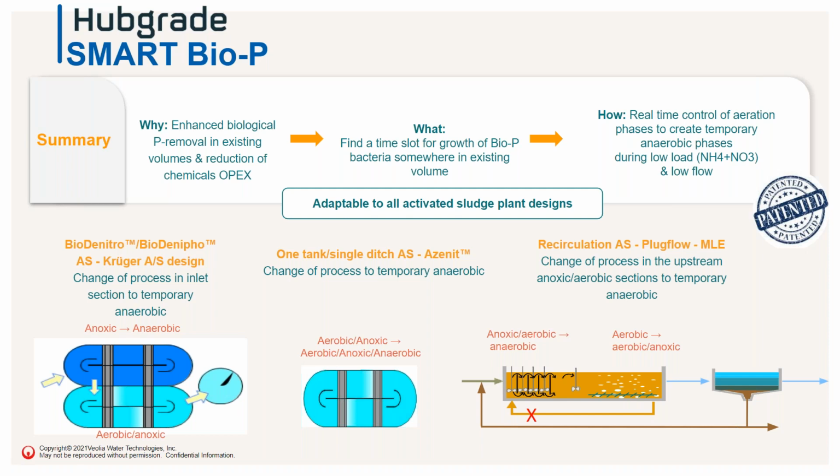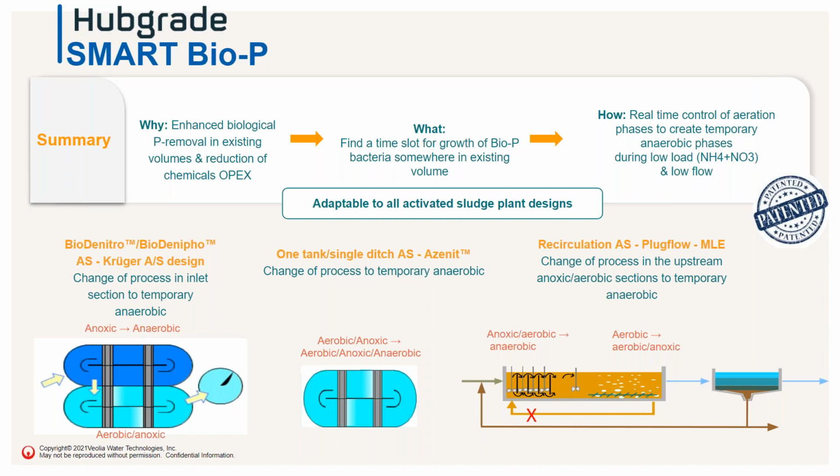So thanks to the real-time control, what you can essentially do is look for times in your existing volumes where you want to introduce anaerobic situations that would promote the growth of your bio-P bacteria, which then later on will be able to absorb more and more of the incoming nutrients, and thus limit the amount of chemicals that you would have to dose by a significant amount.